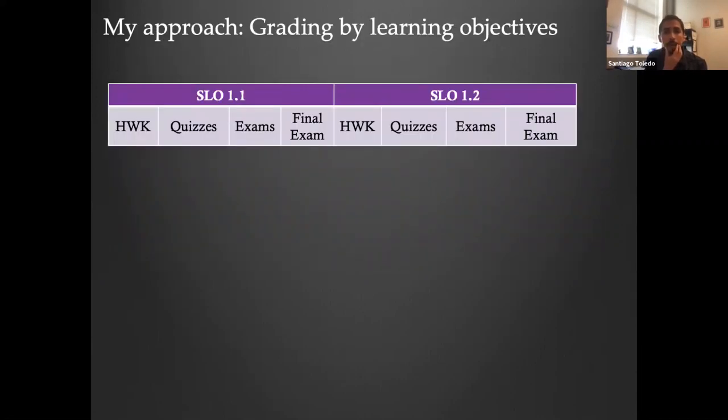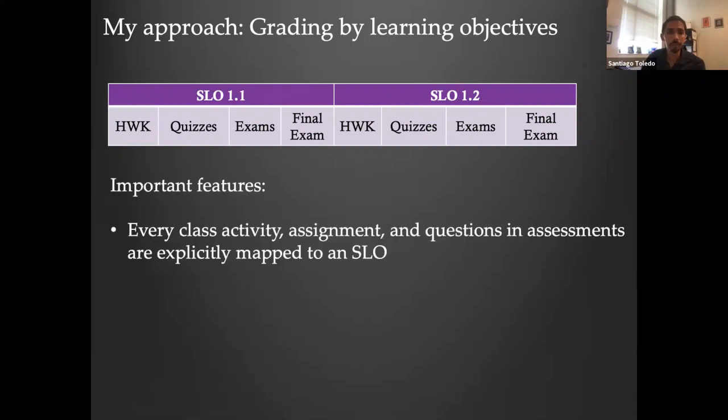What I do in my class is that everything is really under the umbrella of the learning objective. So under learning objective 1.1, for example, 1.1 has an associated homework, quiz, exam, and final exam. The super category here is the SLO, and the assignments are basically things that feed into that learning objective. Everything is mapped to the SLO in my class.